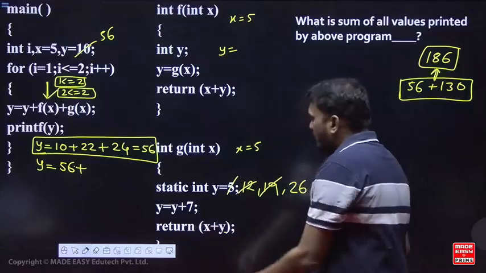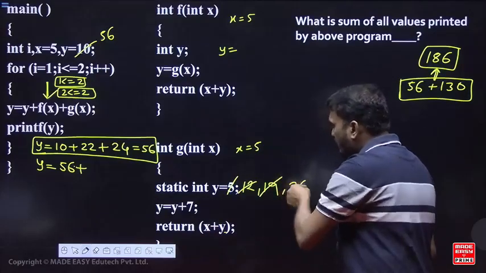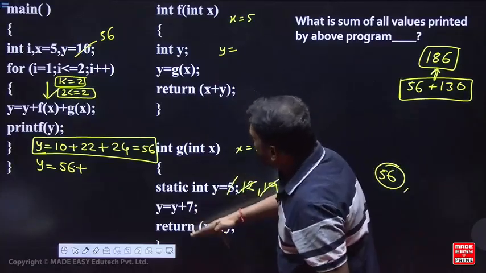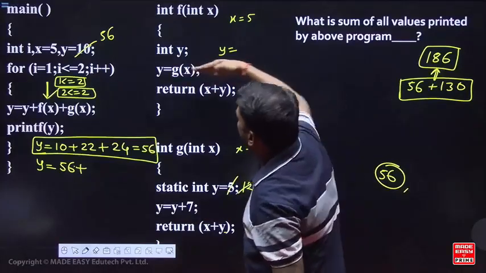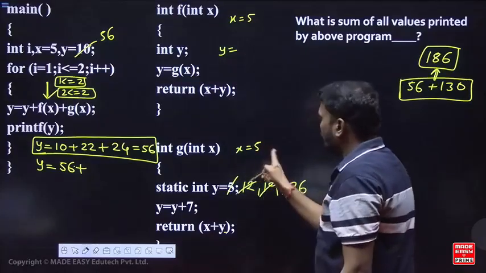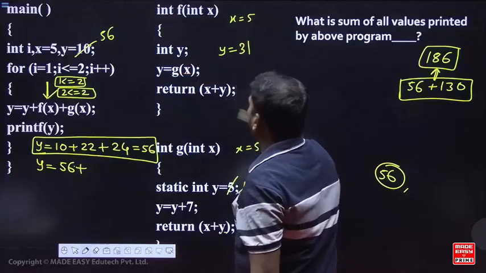Return x plus y. Now tell me, what is the x value here? 5. What is the y value? 26. 5 plus 26, that is 31. 31 will be returned and that will be assigned to variable y. So 5 plus 26, 31. 31 will be assigned to what? Y. So that is 31.